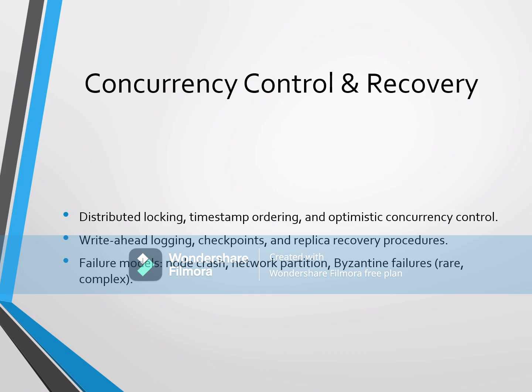For recovery, write-ahead logging, checkpoints, and replica synchronization are common. After node failure, replicas catch up via log replay or state transfer. Different failure models, crash failures, network partitions, and Byzantine faults, demand different strategies. Designing for fast, deterministic recovery and clear failure semantics is crucial to preserving availability and predictable behavior after outages.